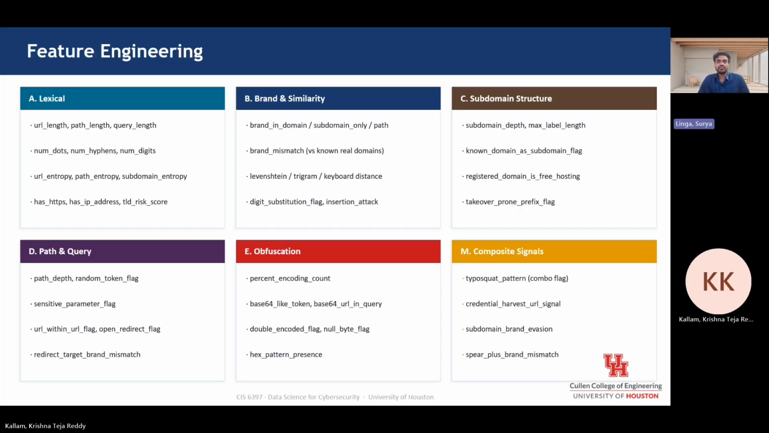Coming to feature engineering, we extracted 90-plus features from the URL string alone, no internet connection needed, no DNS lookup, nothing, just the text of the URL. We group them into 6 types. The first one is lexical features, which are things like how long it is and how random the characters look. The second one is brand features, which check if a known company name appears in the wrong place or not.